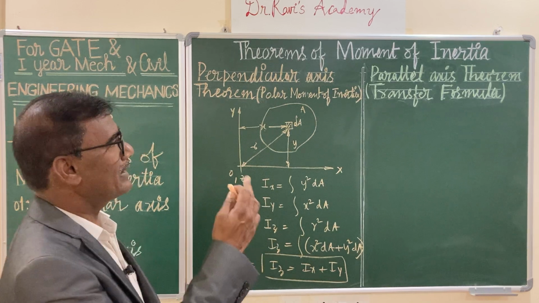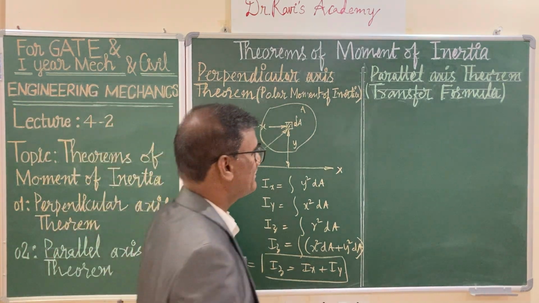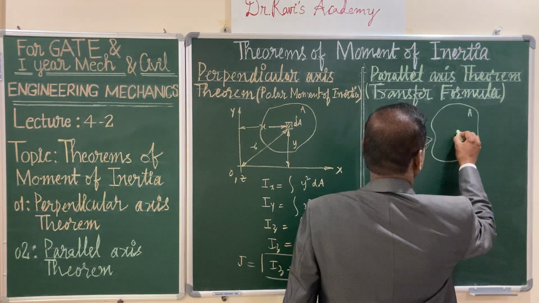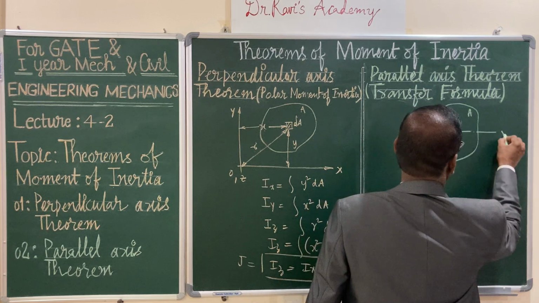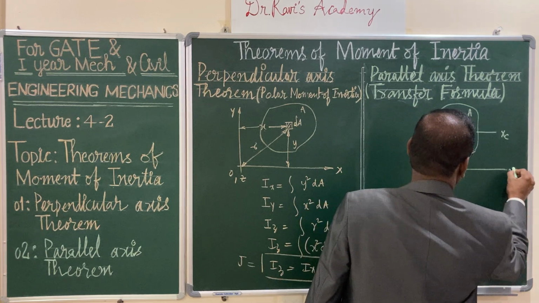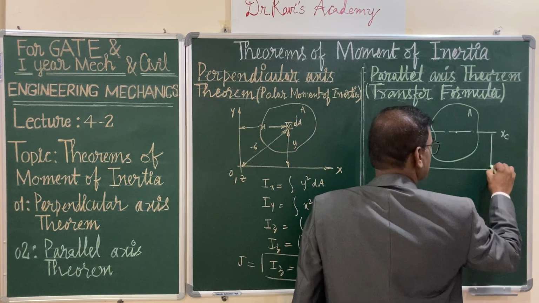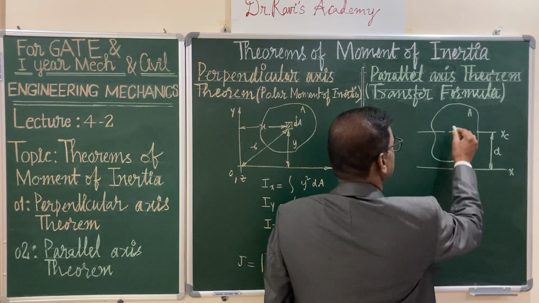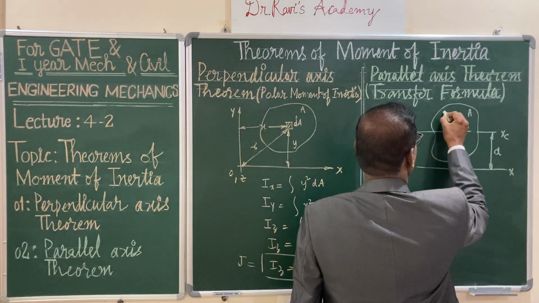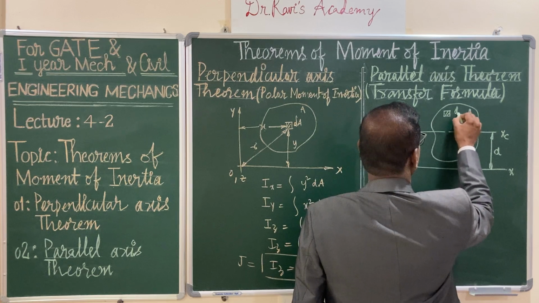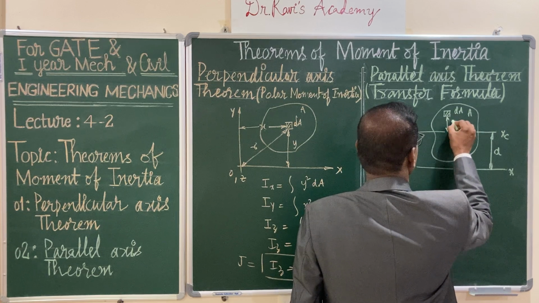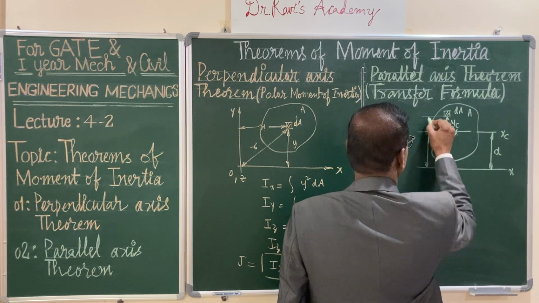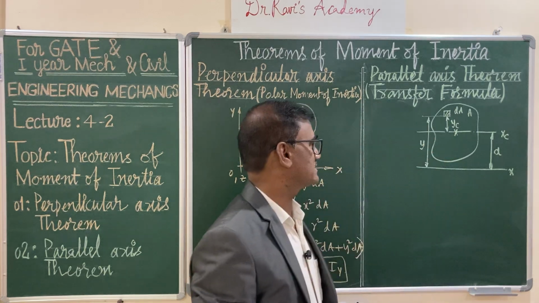Now let us look at the parallel axis theorem. So let us understand the parallel axis theorem. Let us consider an area A and a centroidal horizontal axis, I am calling it XC, and a horizontal axis X. The distance between these two is d, right? This is the centroid C, and let us select an elemental area dA at a distance yc from the centroid and at a distance y from the x-axis.